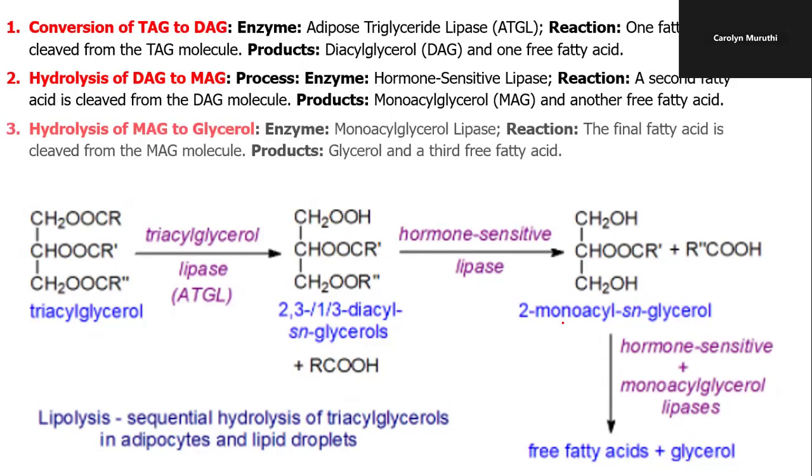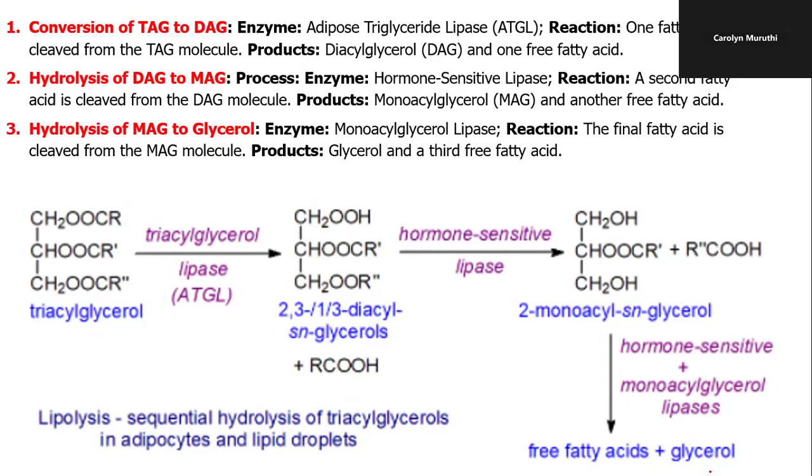The final step of lipolysis is characterized by monoacylglycerol lipase. This enzyme removes the last fatty acid, converting MAG, that is monoacylglycerol, into free fatty acid and glycerol. This enzyme is always active.